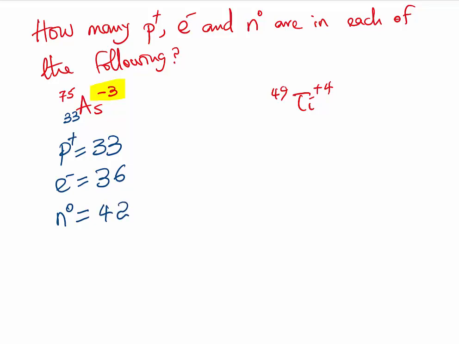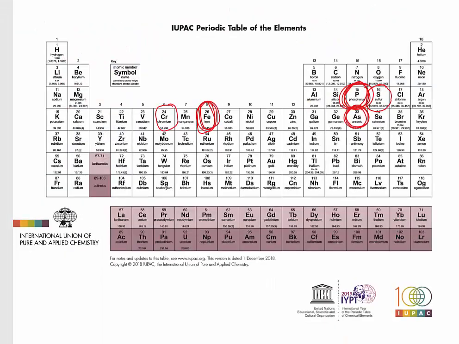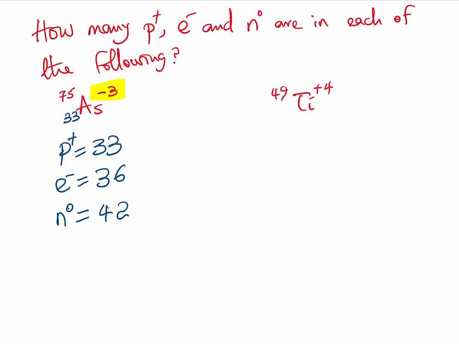Let us take a look at the second question. Again, we need to check the periodic table. This is titanium, Ti. So in the periodic table, titanium has 22 protons. So although it is not indicated, there should be 22 here as the subscript. And that means the number of protons is 22.